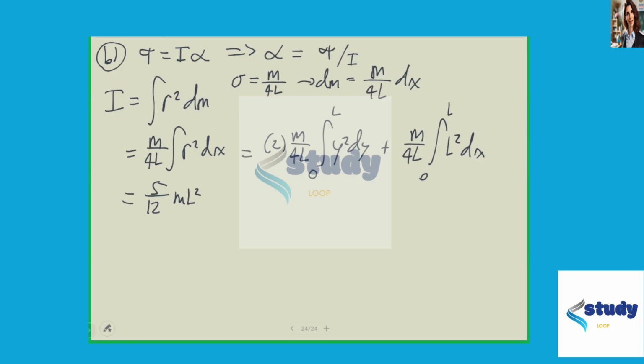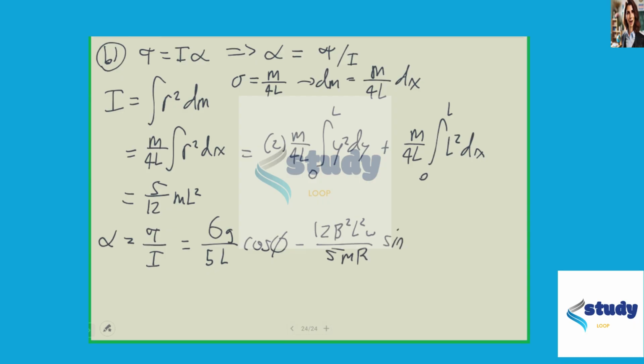And then we can just apply our formula. So the angular acceleration is, again, the torque we found from part A divided by that moment of inertia. So it's 6g over 5L times cos phi minus 12 B squared L squared omega divided by 5mR sine squared phi.